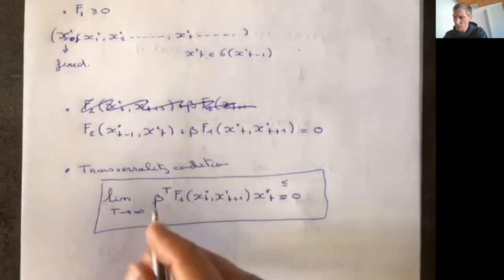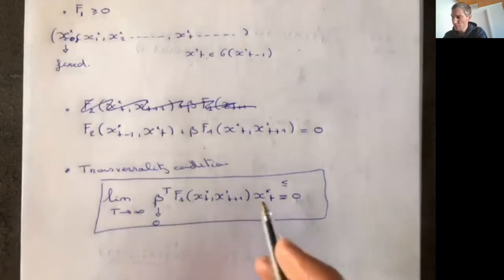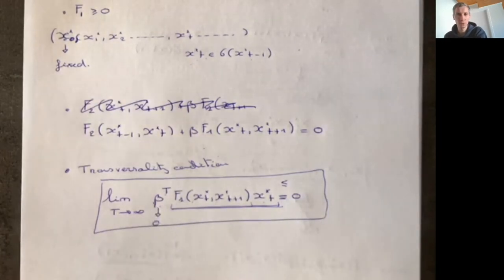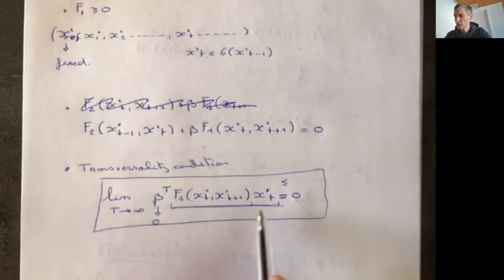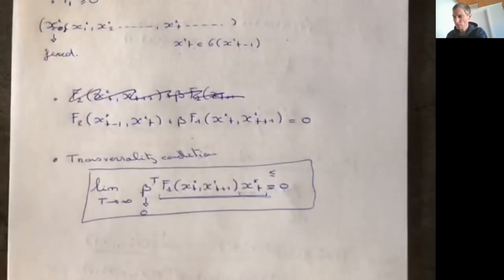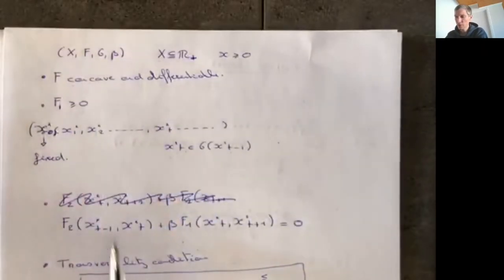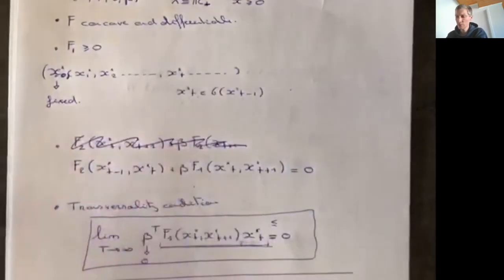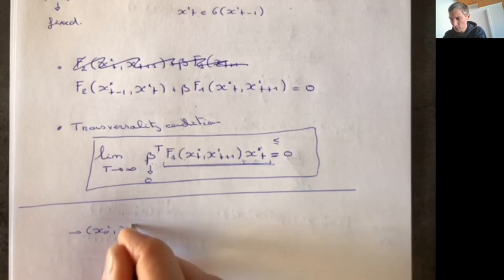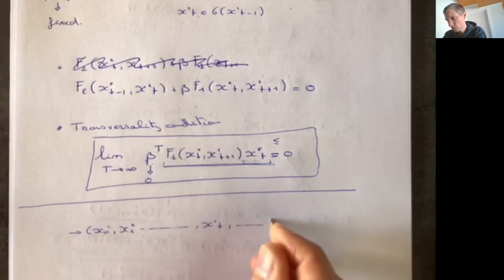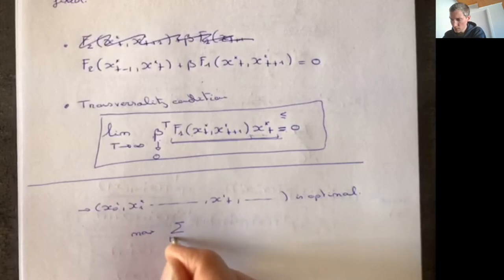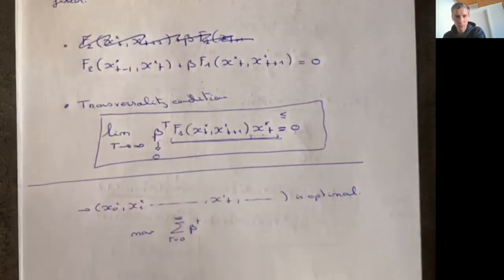Because beta to the power t approaches 0 as t goes to infinity, this basically says that this product cannot go to infinity faster than beta goes to 0. So it's some kind of boundedness on the states and the gradient of the objective function at infinity. All right, so if all of these conditions are satisfied, so I have a path that's feasible and satisfies the transversality condition, then I can show that x0, x1, xt, and so on is optimal, in the sense that it maximizes this infinite horizon optimization problem.